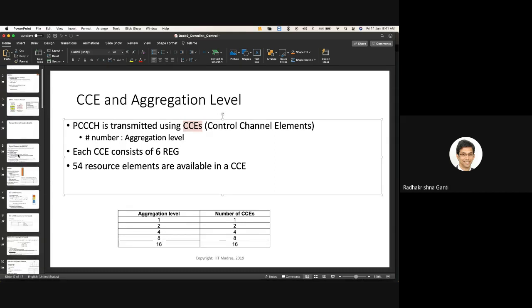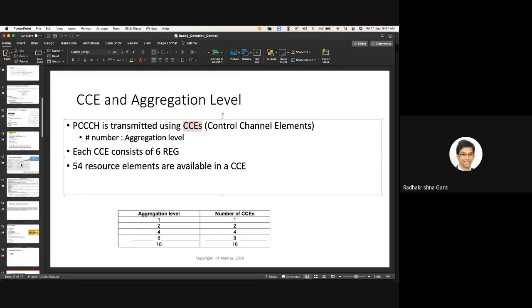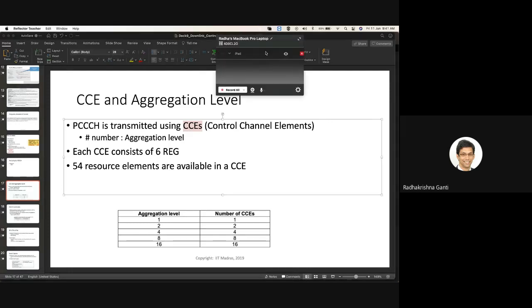Essentially, where is this diagram I showed? Sorry, it's there in my iPad. One minute.